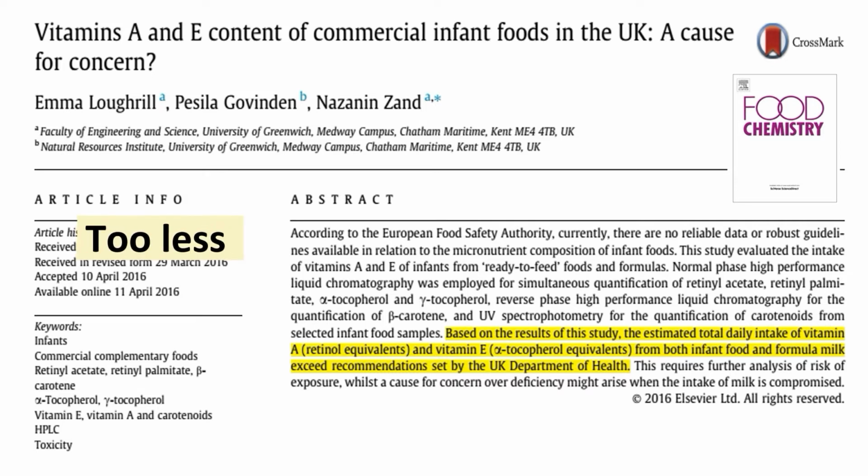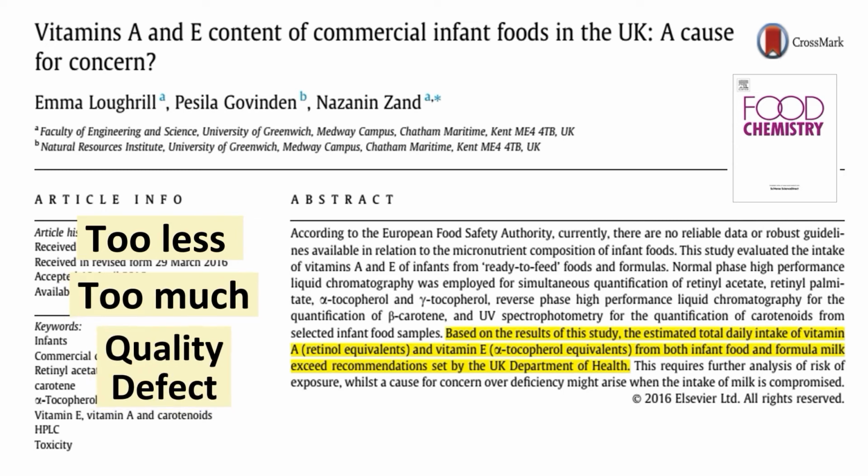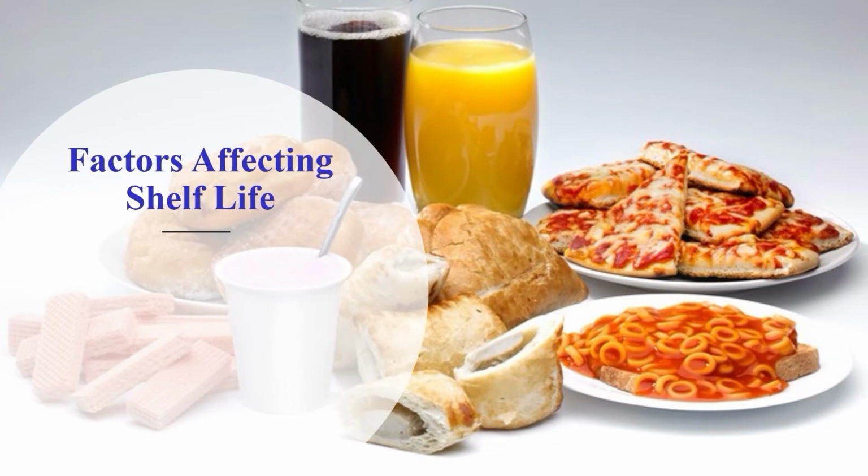Too little or too much will create quality defects, or even food safety issues, in our food products. Let us move on to the next section. We're going to look into the factors affecting shelf life.